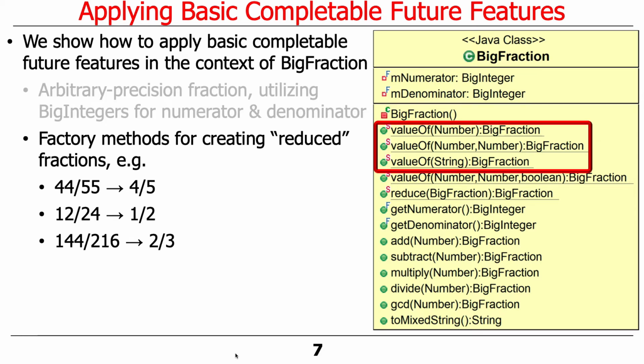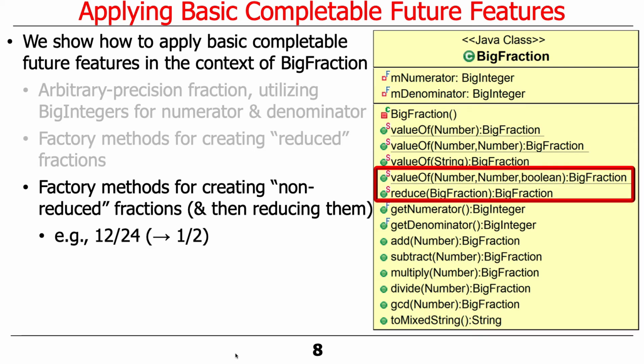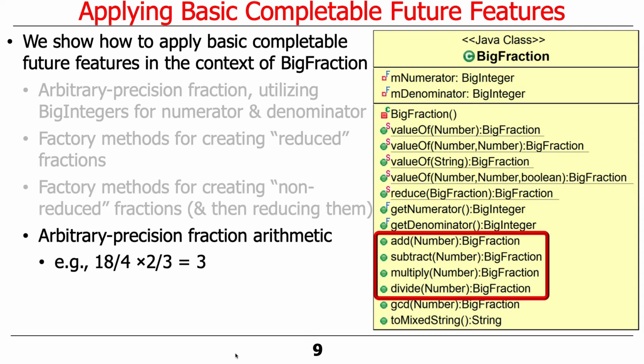You can use various factory methods to create so-called reduced fractions. So a reduced fraction would be one where you give a numerator and denominator that can be reduced to a simpler form, as shown here. I'm sure you're all familiar with this from probably 7th grade or something like that, or earlier. You could also create non-reduced fractions and then later reduce them. So you can indicate whether you want a fraction to be reduced or not. And we'll talk about why you might do that in a minute.